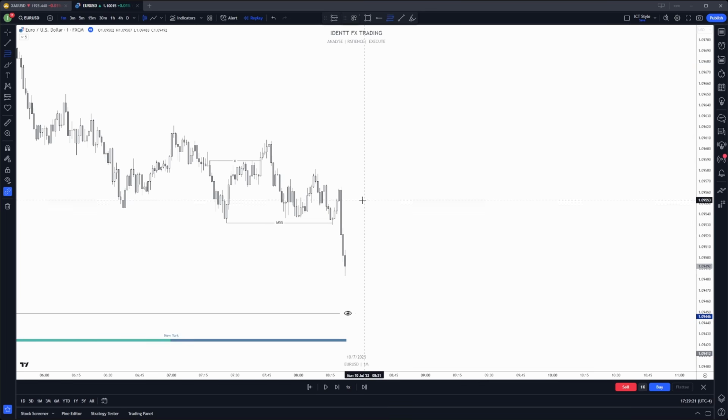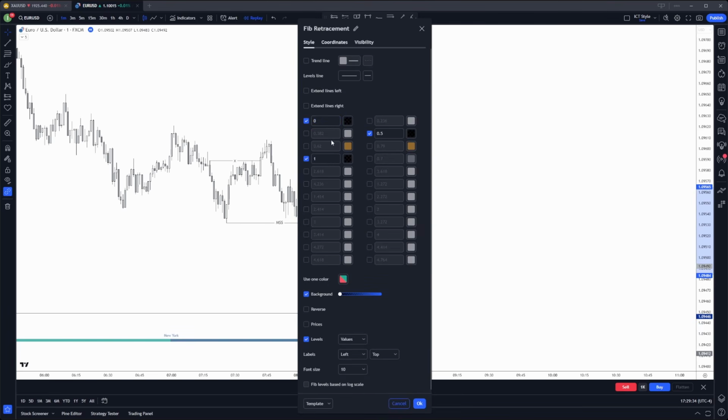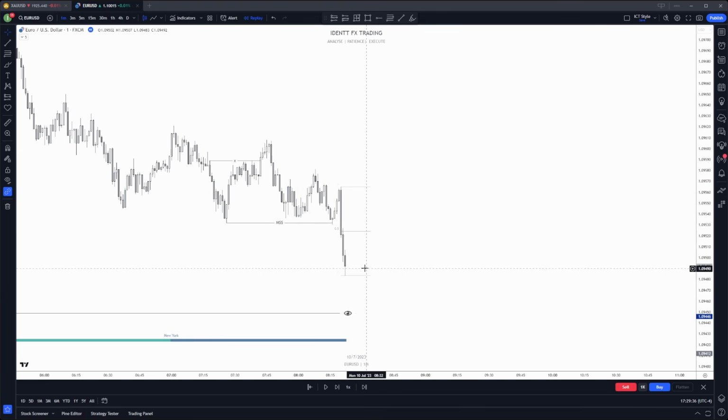I try to establish within this leg my premium and discount zone. I simply do this by using the FIB tool. Let me quickly show you the settings. So I just have 0, 1, and 0.5 marked up there. Everything below that is going to be discount, where I do not want to be selling, and everything above that is going to be premium, where I do want to be selling.